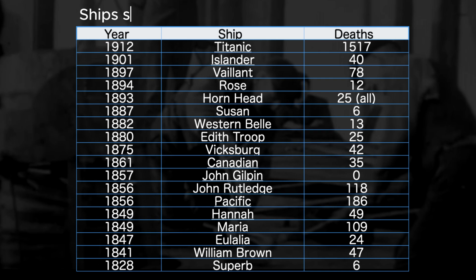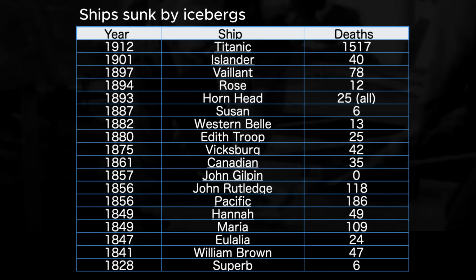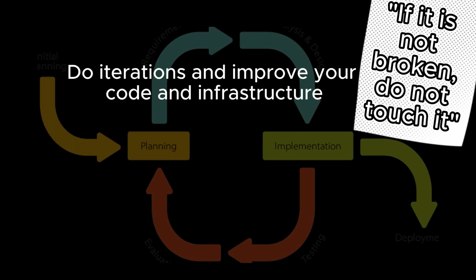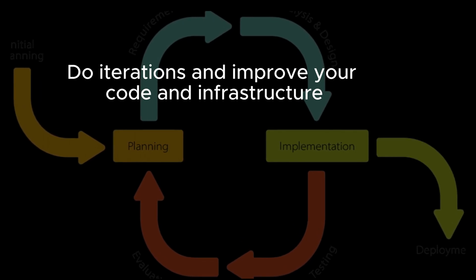Failure to learn from mistakes. Despite several previous maritime disasters, the Titanic's builders did not implement sufficient safety measures. Do iterations and improve your code and infrastructure. Failing to continuously improve processes, tools and skills can lead to stagnation.